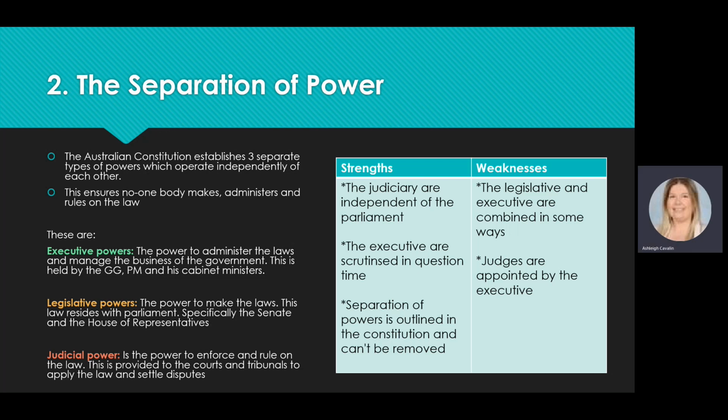We also have the executive, who are scrutinised during question time. And lastly, like the bicameral system, the separation of powers is outlined in the Constitution and cannot be removed unless with a referendum. Some of the weaknesses include that the legislative and the executive do combine and overlap in some ways. Also, judges are actually appointed by the executive. So the Prime Minister and his cabinet ministers do have things to say with judges' appointments to the High Courts. This could be seen as a conflict of interest.